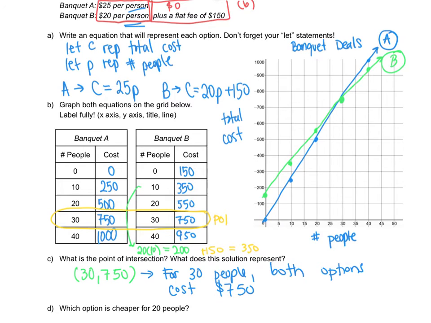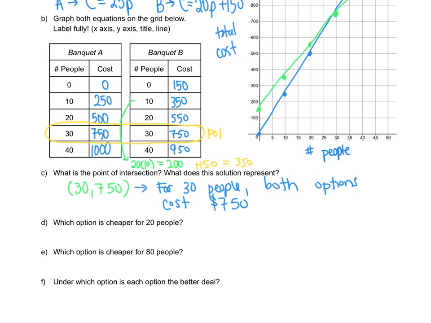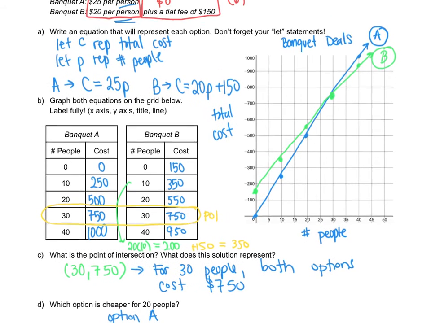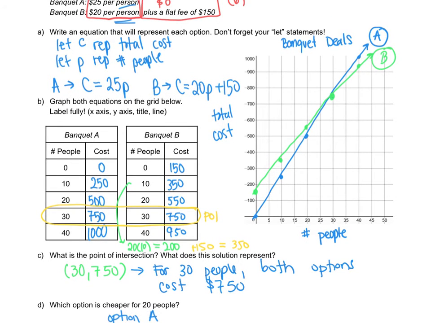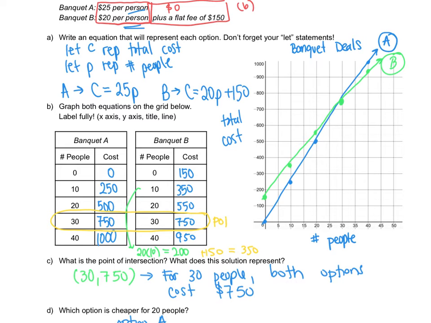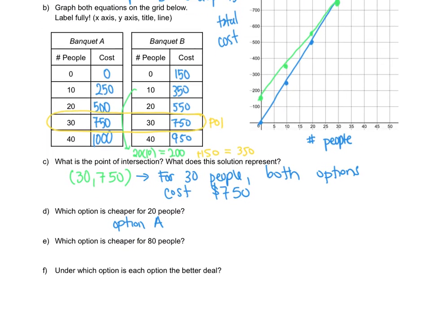Okay. Some more follow-up questions. Which option is cheaper for 20 people? You can use your actual graph and see, okay, 20 people, well, the blue line, which is option A, is better, or you can look at your table of values and see, oh, well, option A is better. For 80 people, well, I can't use my table of values, so I'm gonna go to my graph and look at the trend. 80 is off the page, but if this line were to continue, it's under line A, which means option B is gonna be the cheaper option.